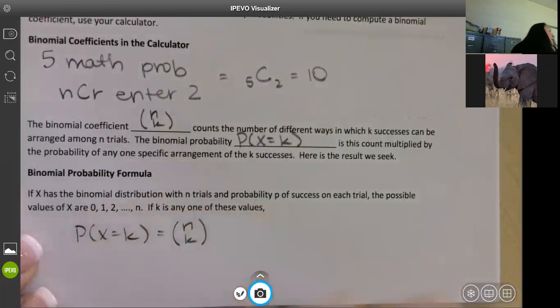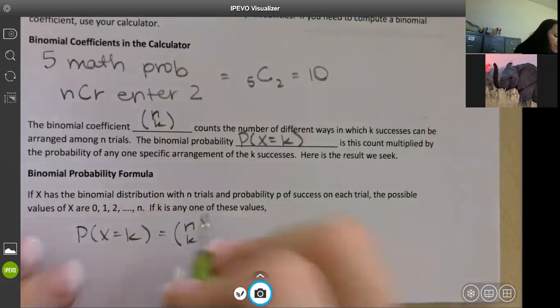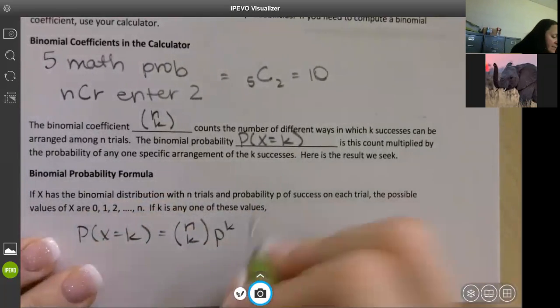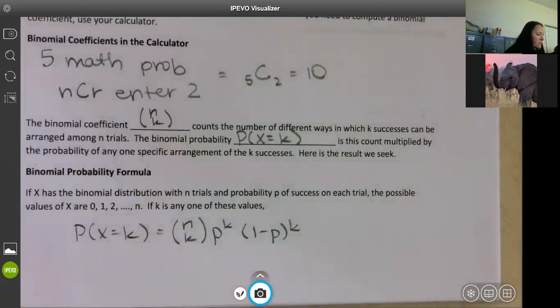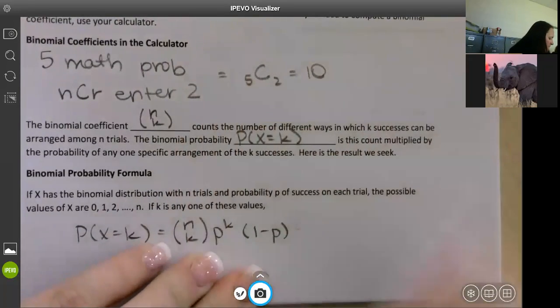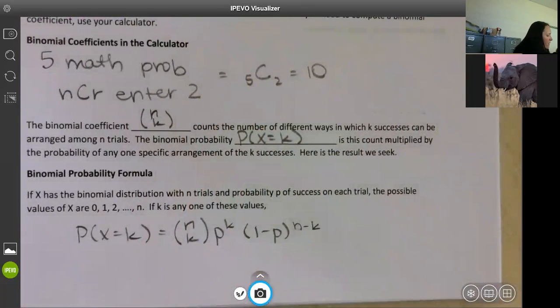You're going to do the number of different ways, the number of arrangements, by doing n choose k times the probability of success to the number of successes, times the probability of failure to the number of failures. Sorry, n minus k. Probability of success. So that would be your 0.25. So 5 choose 2 was what we had a minute ago. That gave you your 10.